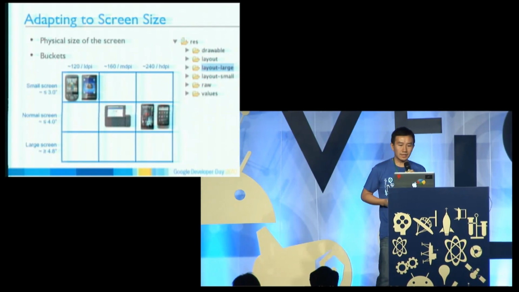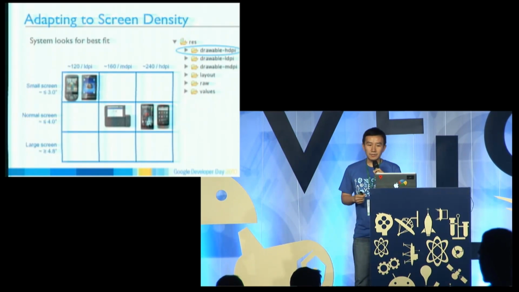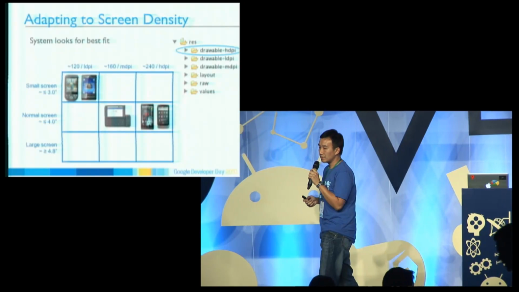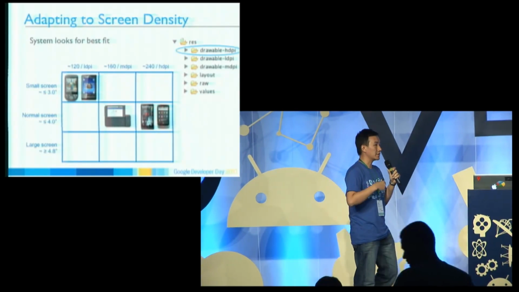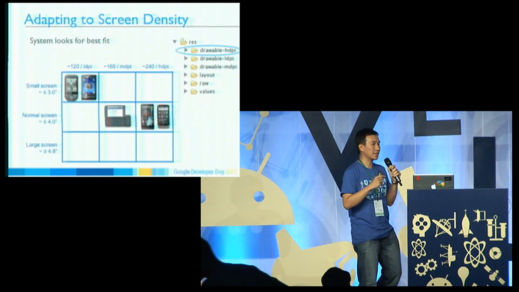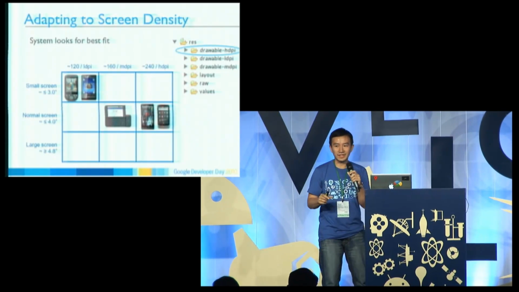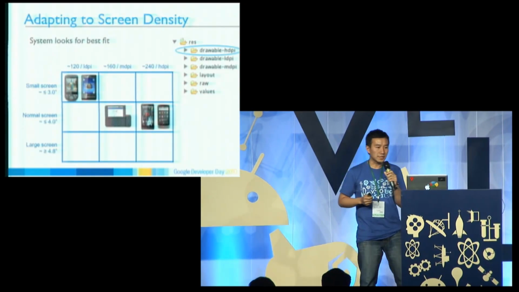So that's screen size. Screen density works very similarly. If you look at the directory structure up there, drawable-high DPI, drawable-low DPI. So you just create the different graphics. If, for example, you have a graphical icon that represents your company, you put the icons into these different directories.